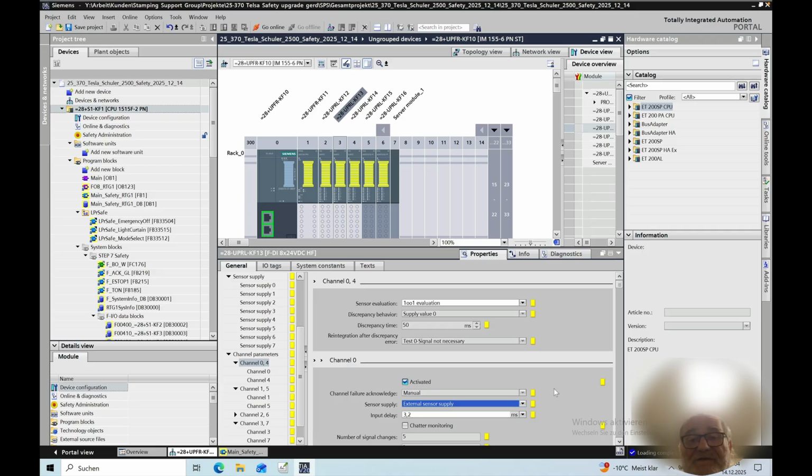All right, guys, this is it for the explanation on the 1oo1, 1oo2 evaluation and the sensor supply on a Siemens safe module using TIA Portal V20.